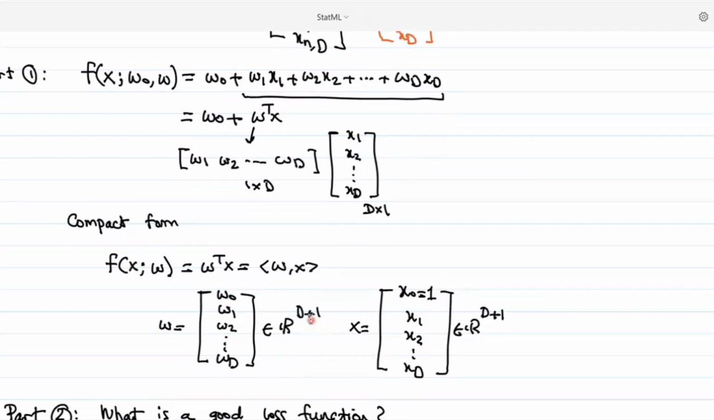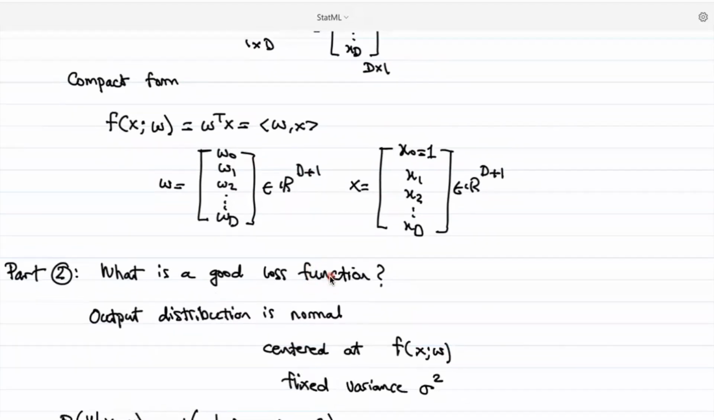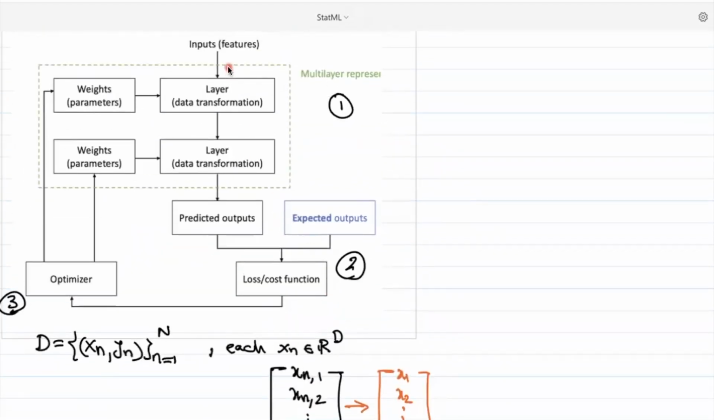Therefore, the main assumption for data transformation when you're using linear regression is that the input gets into this dot product, or inner product, with these D plus 1 weights or parameters, and the result is your predicted output. So now the question is, what is a good loss function? In this case, we understand how we are going to transform the inputs, but how do we measure the difference between predicted and expected outputs?